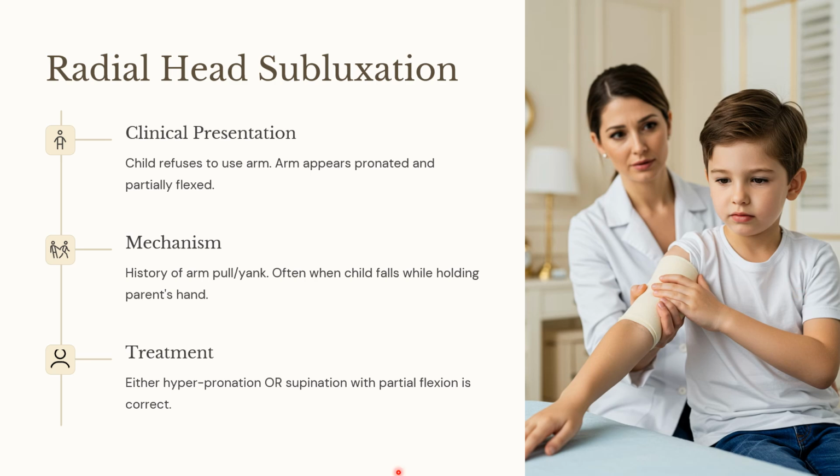So what is the treatment? The treatment is either hyperpronation or supination. When the arm is partially flexed, either of these two maneuvers can help to correct the radial head subluxation. So mostly either one will be given in the exams and you will be asked to choose them.